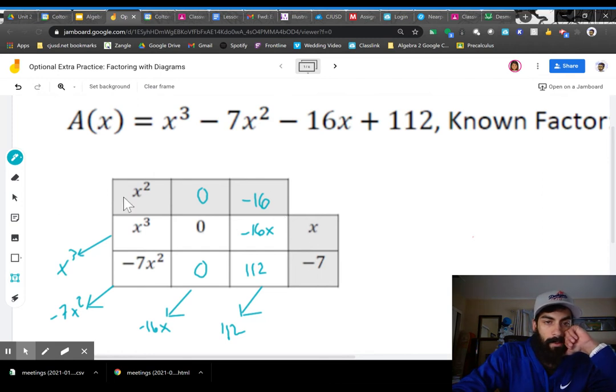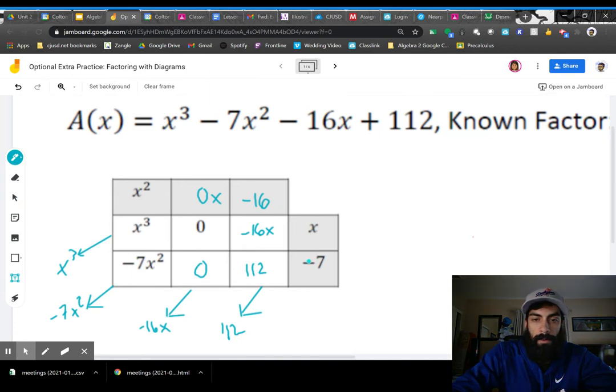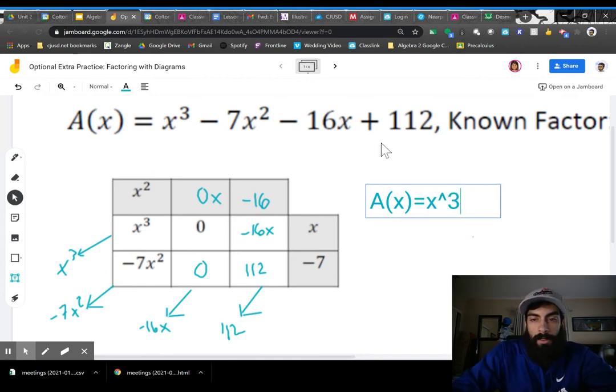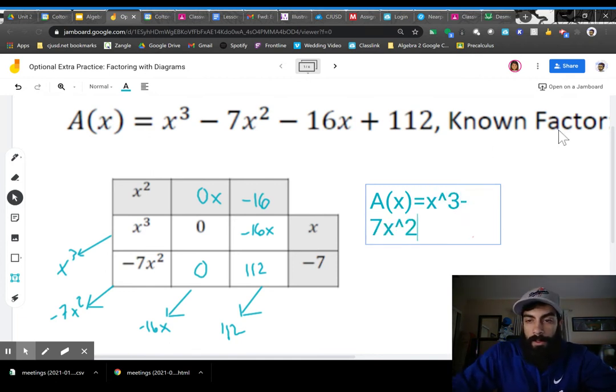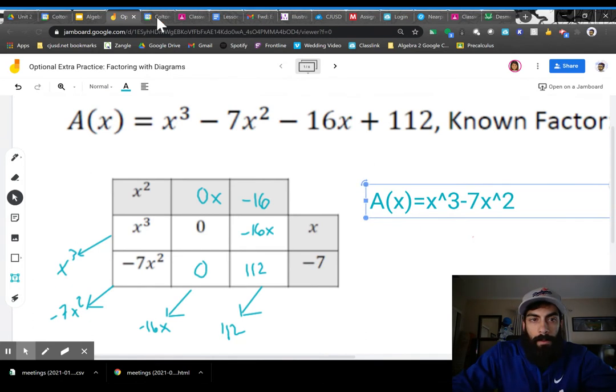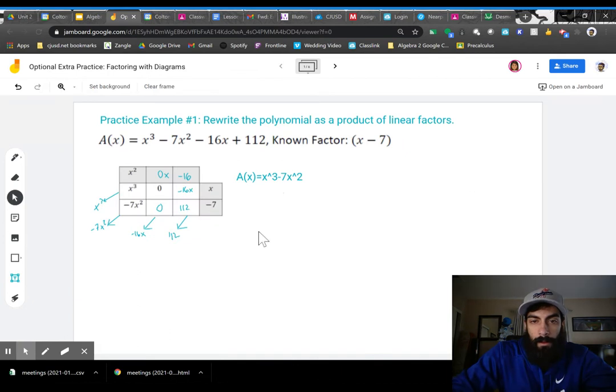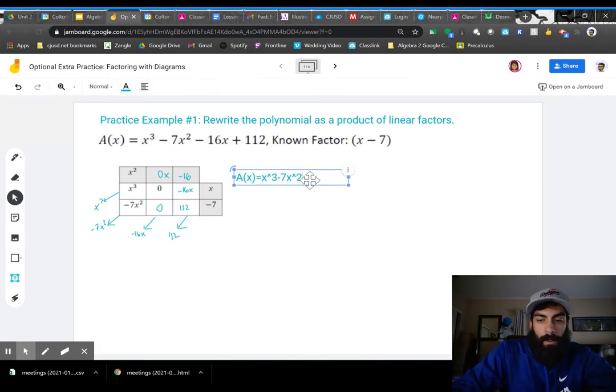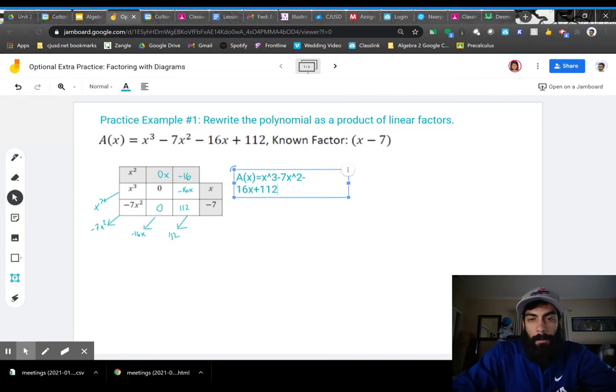So now we have our unknown factor, x squared plus 0 minus 16x. If you want, you could call this 0x, but really we don't even need to write this term. This factor is just x squared minus 16, but I'll leave that 0 there for right now. So far, we've rewritten this function. A of x is going to be equal to x cubed minus 7x squared, so I'll write the standard form, minus 16x plus 112.